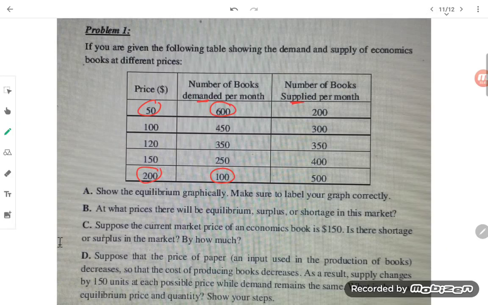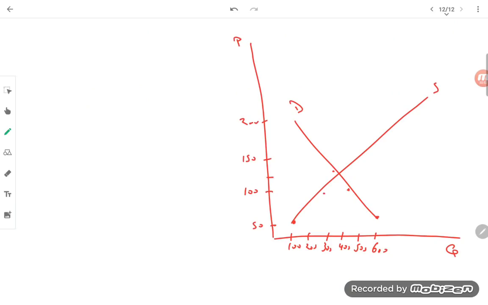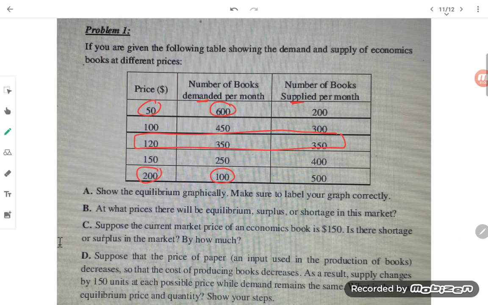Equilibrium will be achieved at the point of intersection of demand and supply, or when QD equals QS, so at price 120. So this is the equilibrium price and quantity, 350 and 120. So this is number A.